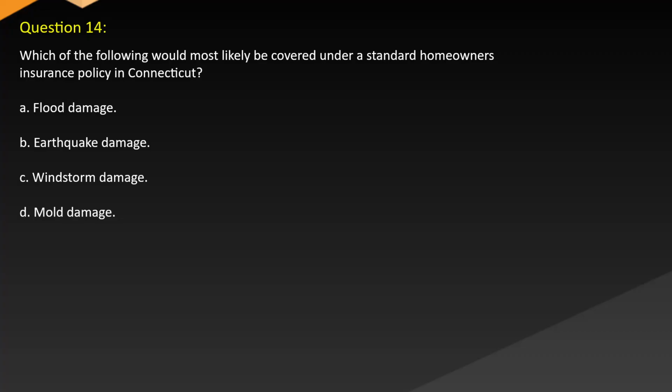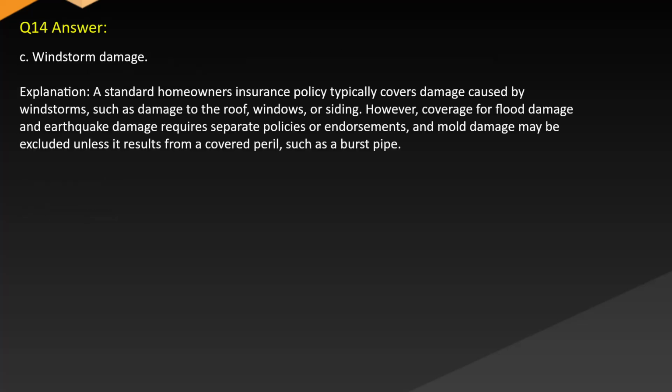A. Flood damage. B. Earthquake damage. C. Windstorm damage. D. Mold damage. Answer. C. Windstorm damage. Explanation. A standard homeowner's insurance policy typically covers damage caused by windstorms, such as damage to the roof, windows, or siding. However, coverage for flood damage and earthquake damage requires separate policies or endorsements, and mold damage may be excluded unless it results from a covered peril, such as a burst pipe.